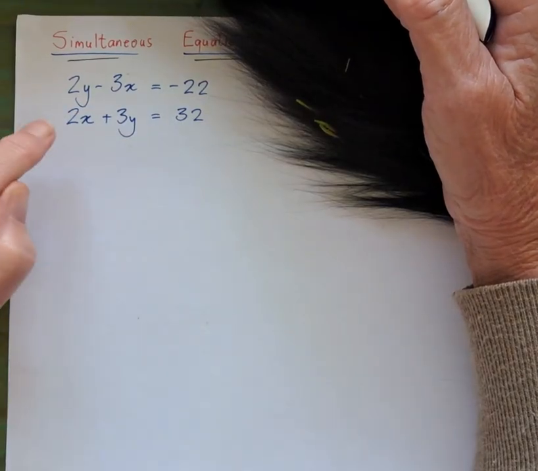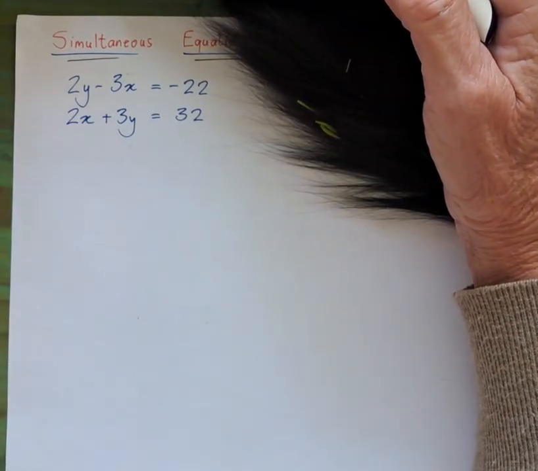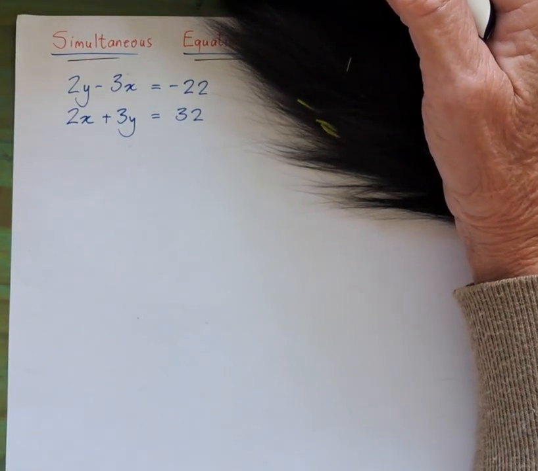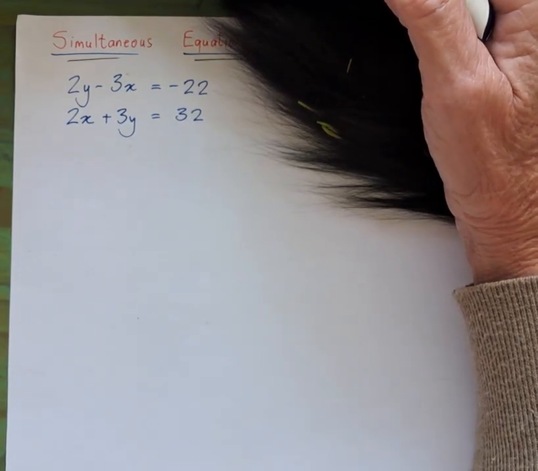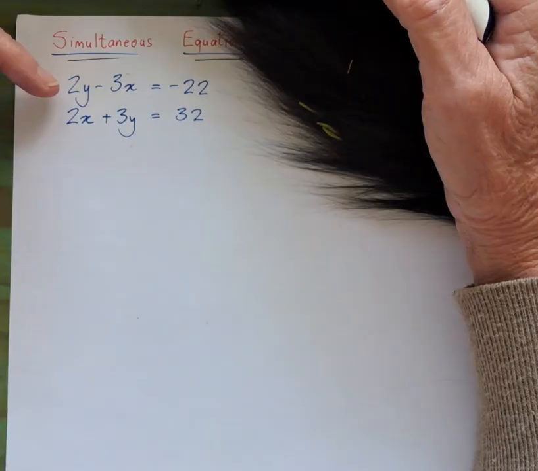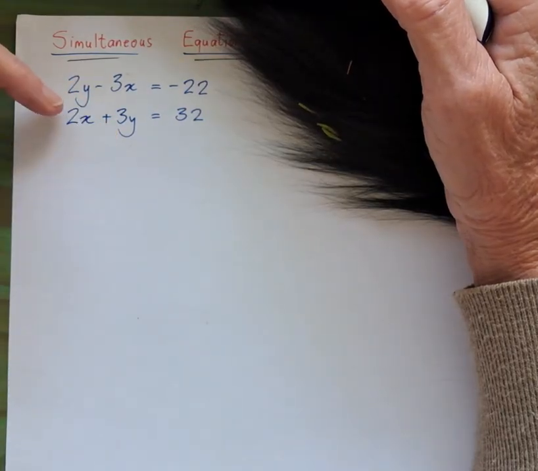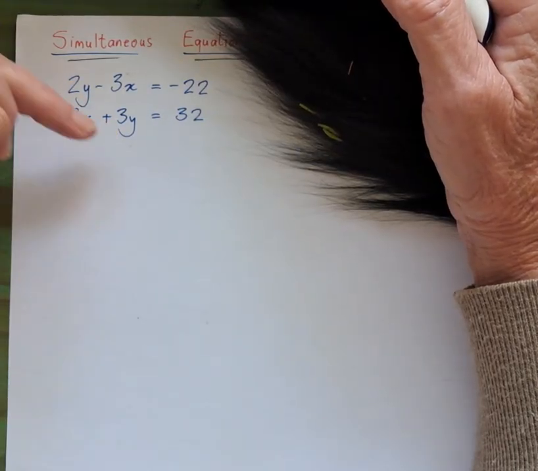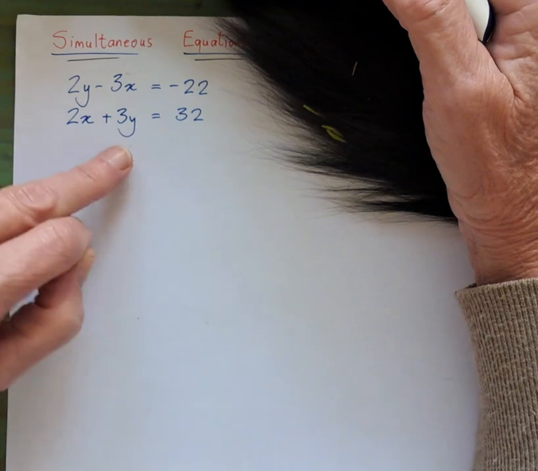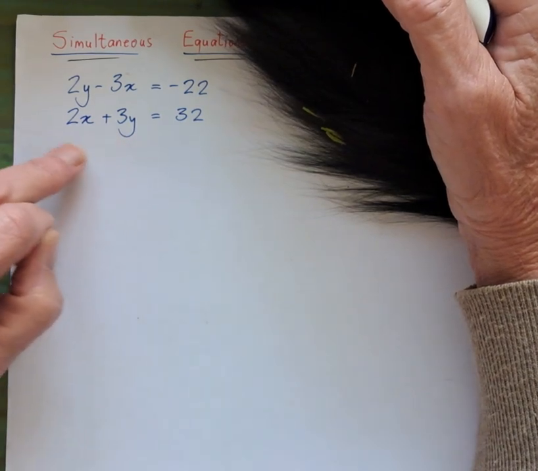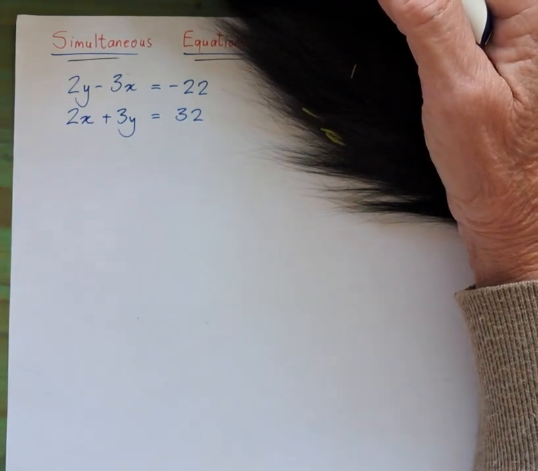Secondly, if we look at the y values, that's got a coefficient of 2 and that's 3, so they're not the same value. That's 2 and that's 3 as well, so they're not the same value. So we've got to try and get either the x's or the y's to become the same value. If we wanted to make the y's the same, the lowest common multiple of 2 and 3 is 6, so we would have to get them both to become 6. Or we could do the same thing with the x's.